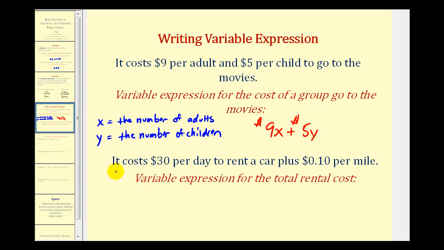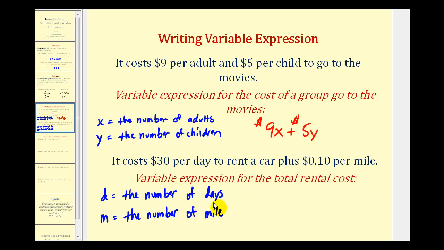Another example might be if you need to rent a car, and it costs $30 per day to rent the car, plus 10 cents per mile. If we want to write a variable expression for the total rental cost, again we have two unknowns in this situation. We don't know how many days the car will be rented, and we don't know how many miles the car will be driven. So we could let d equal the number of days, and let m equal the number of miles driven. So the total cost of renting the car would be $30 times d plus 10 cents times m.